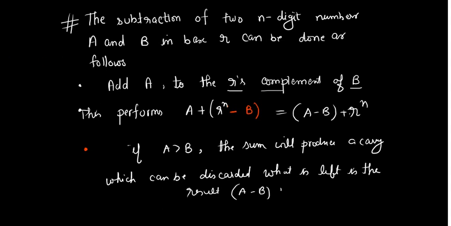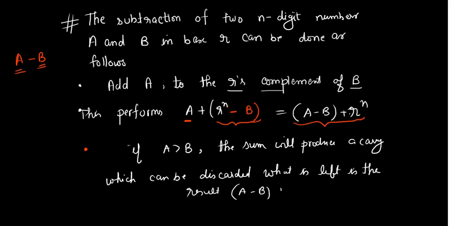If you want to subtract B from A, instead of doing the subtraction using the borrowing method, we will first add A to the R's complement of B. The step one is to add A with the R's complement of B. This is the R's complement of B. If you do that, the resultant will be this. So the output of the first step is this.